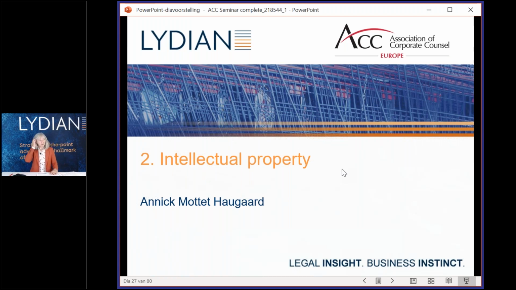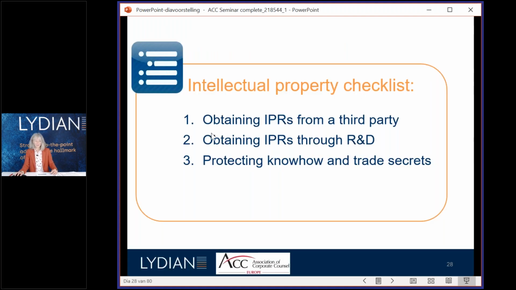So intellectual property is an important asset of a company, and of course there are many agreements relating to this. But most of the time it's just a few clauses in other contracts, and we don't think about it. It's like in a building contract or M&A contract, but in fact there are a lot of issues concerning these.